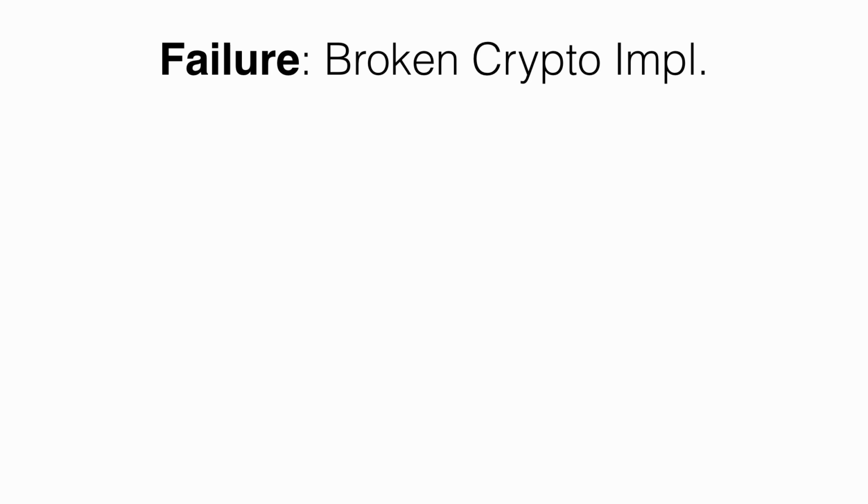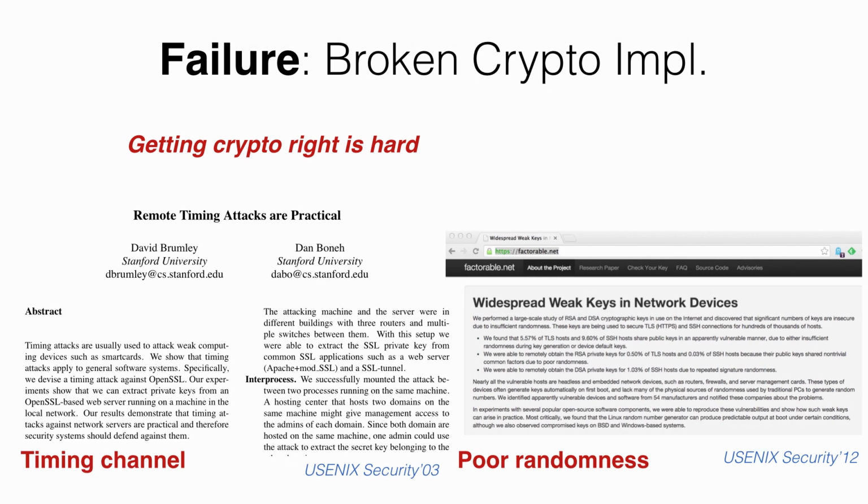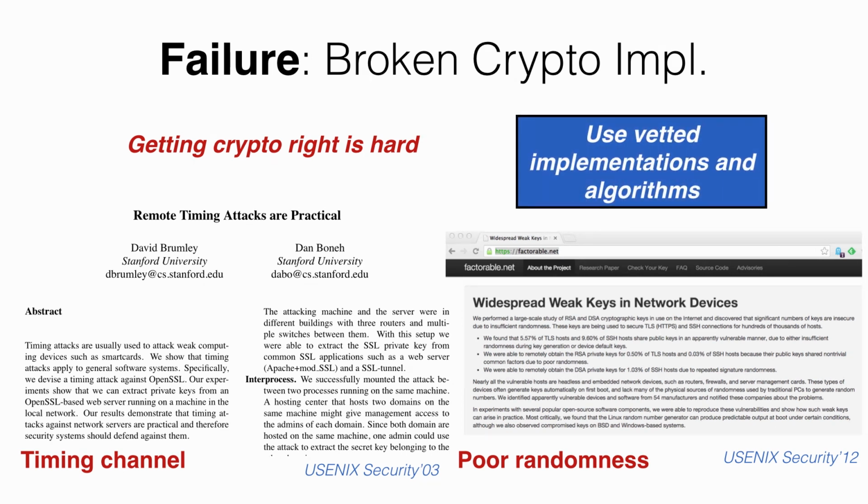Now let's look at a failure to use community resources, and that is using broken crypto implementations. So it turns out that getting crypto right is hard. Not only should you not design your own algorithms, you probably should not implement them yourself because there are many things that you could get wrong. For example, for a long time, modern implementations of RSA had a timing channel that could be exploited to steal the entire key through remote experiments. It's also the case that people have used crypto systems incorrectly, for example, not generating keys with sufficient randomness. The important thing is to use vetted implementations and algorithms and be sure that you are using them correctly.